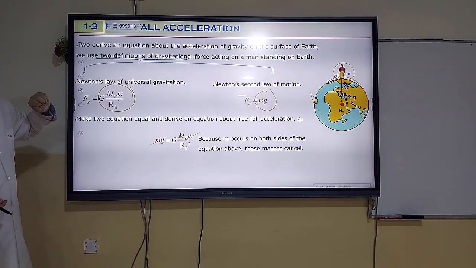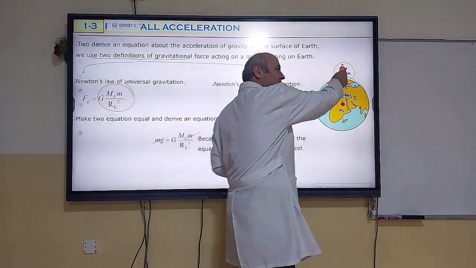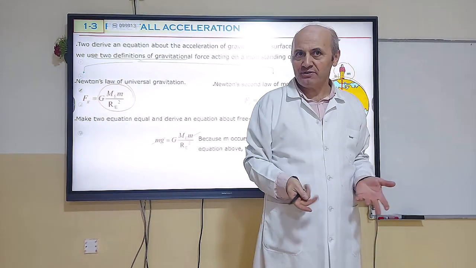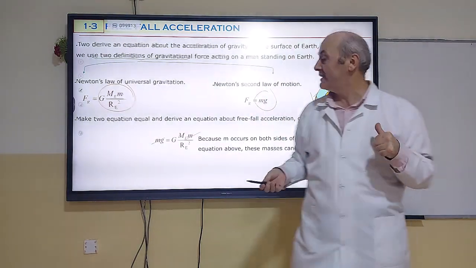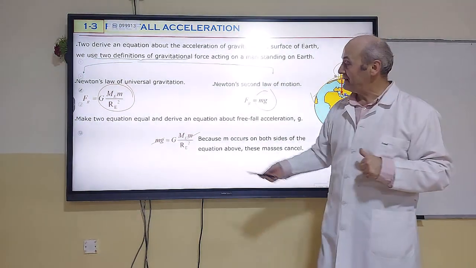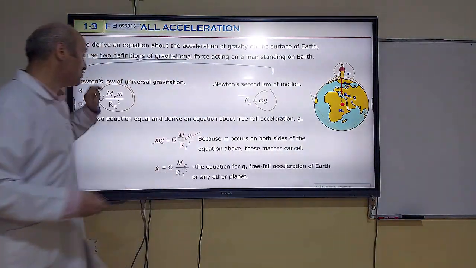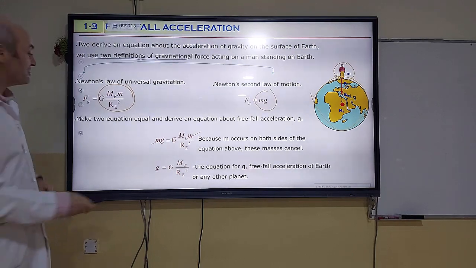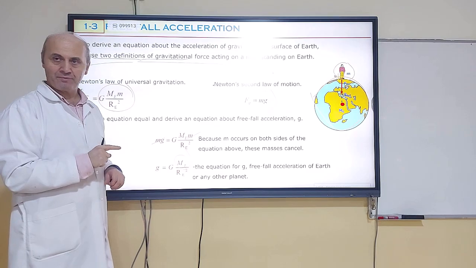When I make them equal, this m will simplify. What is m? m is my mass. My mass is not important for g. Your mass is not important for g. The only mass important is the planet's mass. That's why the free fall acceleration equation will have only a single mass, not two masses. This single mass is going to be only the planet's mass.